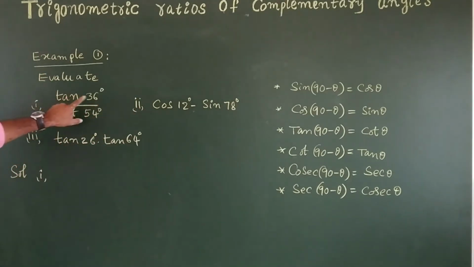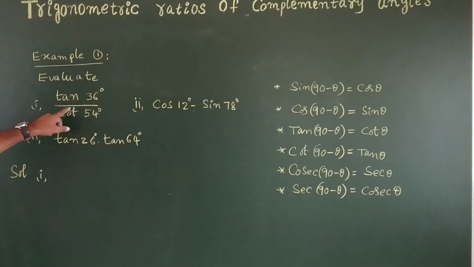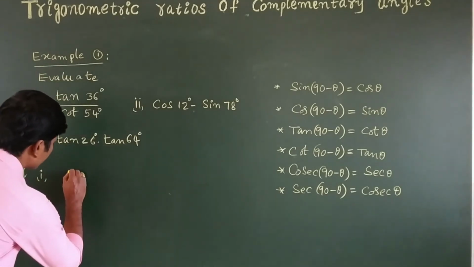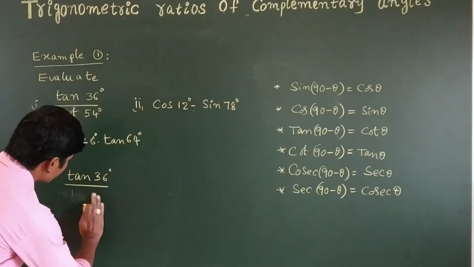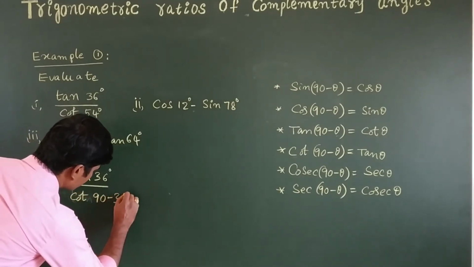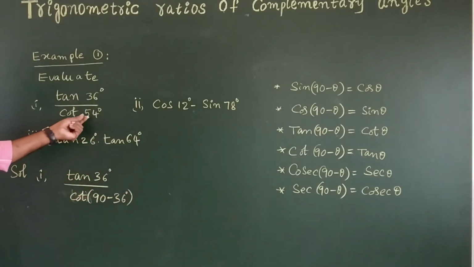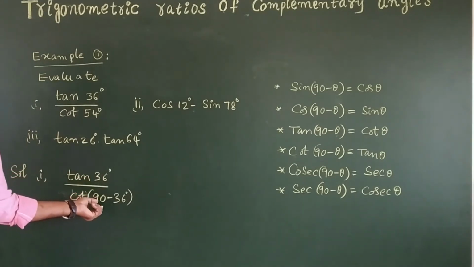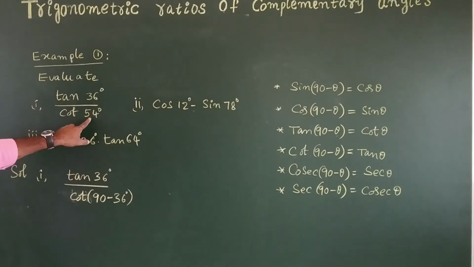So tan 36 degrees by cot 54 degrees, change one of the ratios. Of the two trigonometric ratios, change only one, either numerator or denominator. I prefer the denominator. Tan 36 degrees by cot 54. First you write it like this, cot(90 minus 36 degrees). First you change this 54 by using 90 minus 36 degrees. 90 minus 36 degrees is equal to 54.